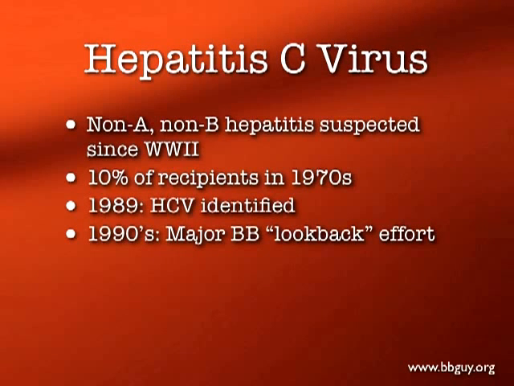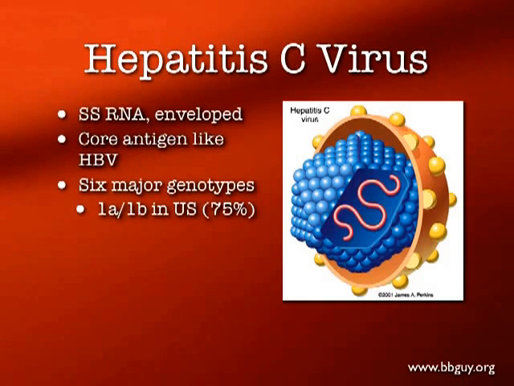Basically, with hepatitis C, we've known it's been there for a long time. We didn't know exactly what it was until it was identified in 1989. And in the 1990s, we kind of went crazy with a major look-back effort to try and identify anyone who might be infected with hepatitis C through previous blood transfusions. It wasn't all that successful, but we did find some donors in that category.